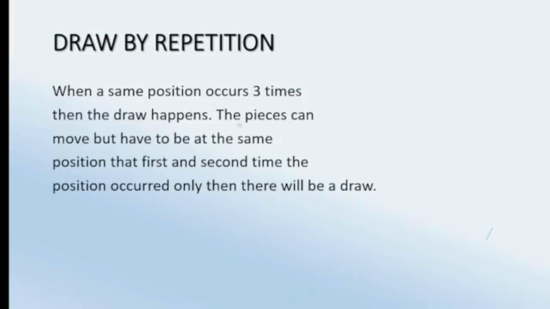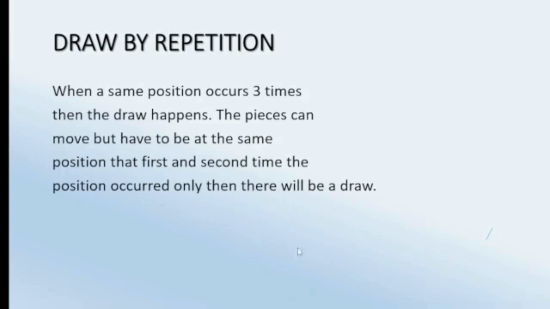The pieces can move in between, but they have to be at the same position as the first and second time the position occurred. Only then there will be a draw. The draw can occur anytime, like the position came in move 33, move 35, and then it can come again in move 41. Just the position has to be the same as the other two.